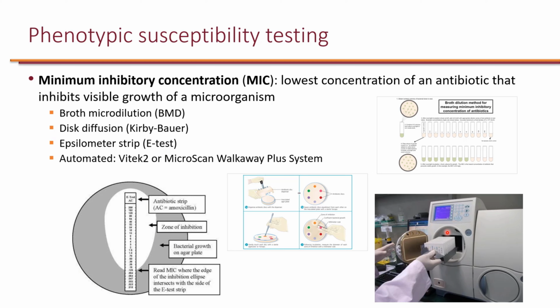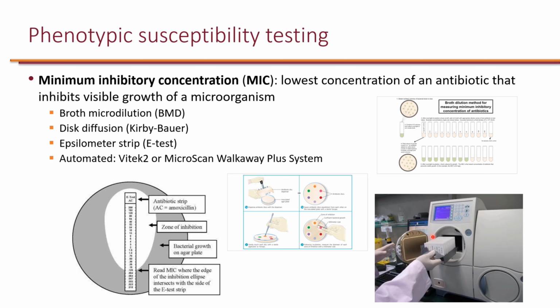You can test a lot of samples simultaneously. There are cartridges that you put in and you just run the machine. It may take some time for the machine to run, and then in a matter of an hour or so, it will give you MICs. Then you can get your MIC and interpret it as susceptible, intermediate, or resistant. These automated systems are most commonly used for the majority of samples.